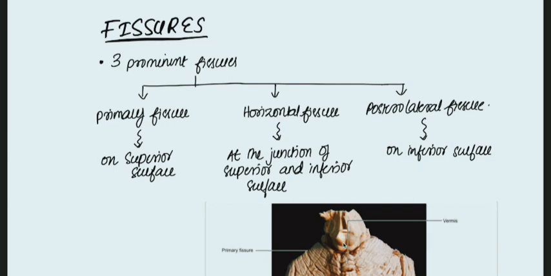Coming to the fissures of cerebellum. The cerebellum has many fissures, but only three of them are prominent. They are the primary fissure, the horizontal fissure and the posterolateral fissure. The primary fissure is actually seen in the superior surface. The posterolateral fissure is seen on the inferior surface. The horizontal fissure, on the other hand, is found at the junction of superior and the inferior surface. Or we can say that the superior and the inferior surface of cerebellum is demarcated by the horizontal fissure.